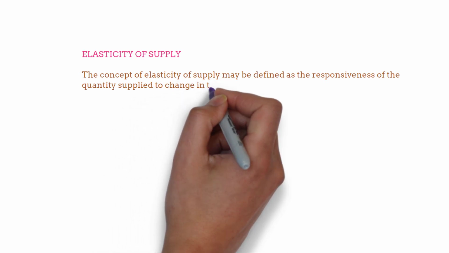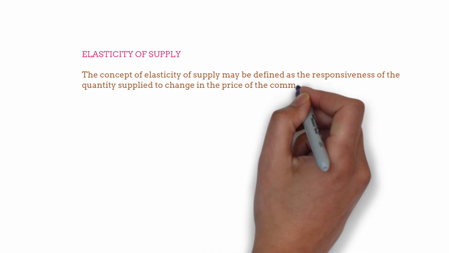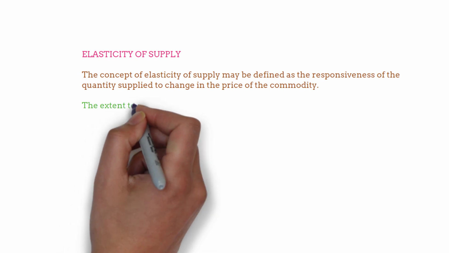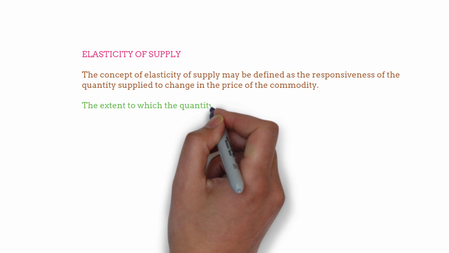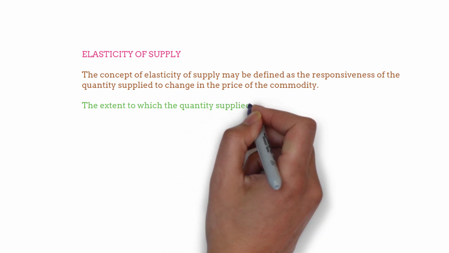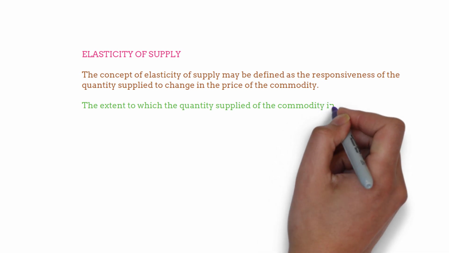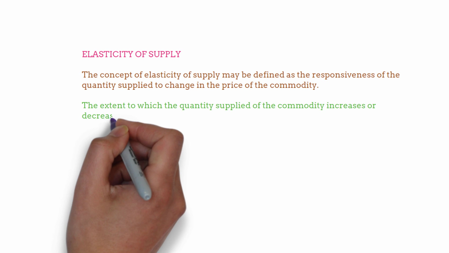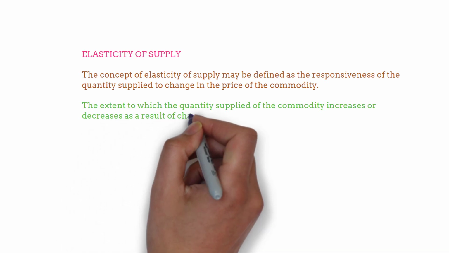Means if we are talking about the supply side, we are talking about the suppliers. So as the prices increase, supply increases. Why is this so? Because the supplier will only think about the profit motive. So the extent to which the quantity supplied of a commodity increases or decreases as a result of change in the price is referred to as elasticity of supply.